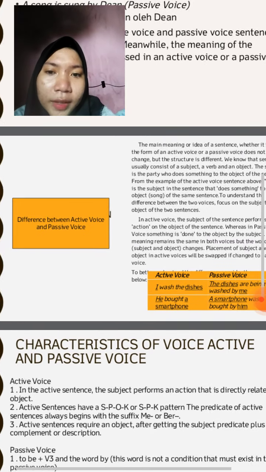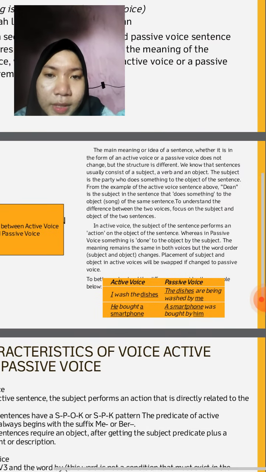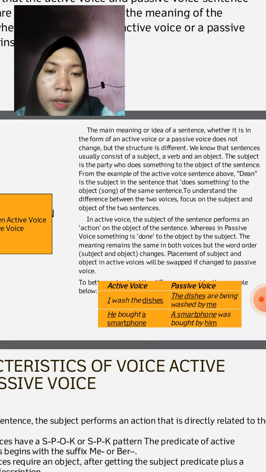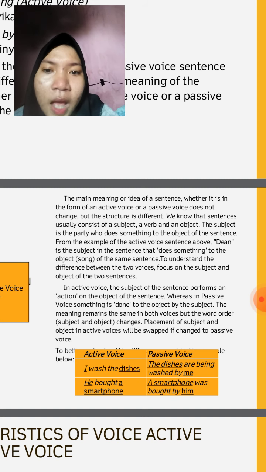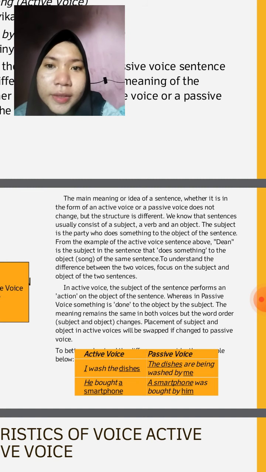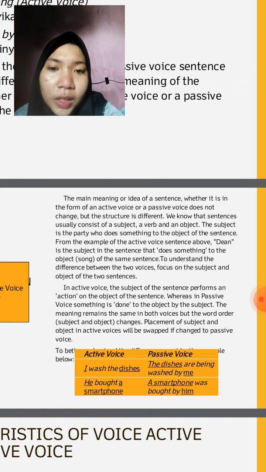Difference between active voice and passive voice. The main meaning or idea of a sentence, whether it is in the form of an active voice or a passive voice, does not change, but the structure is different. We know that a sentence usually consists of a subject, a verb, and an object. The subject is the party who does something to the object of the sentence.